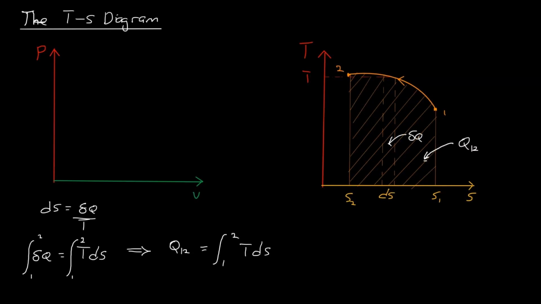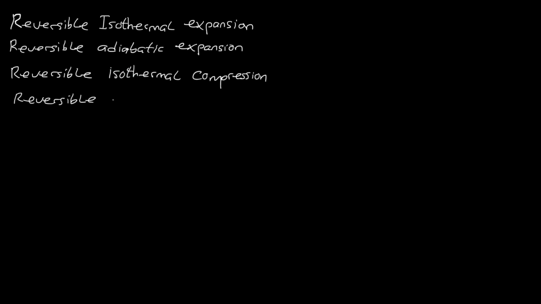This is similar to how boundary work is represented by the area under the process curve on a PV diagram. We can represent a Carnot cycle, for example, on a TS diagram. Remember, a Carnot cycle consists of a reversible isothermal expansion, a reversible adiabatic expansion, a reversible isothermal compression, and a reversible adiabatic compression.